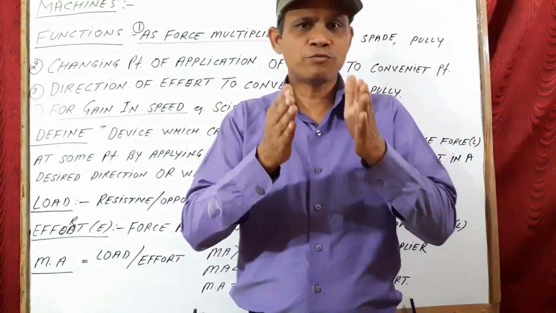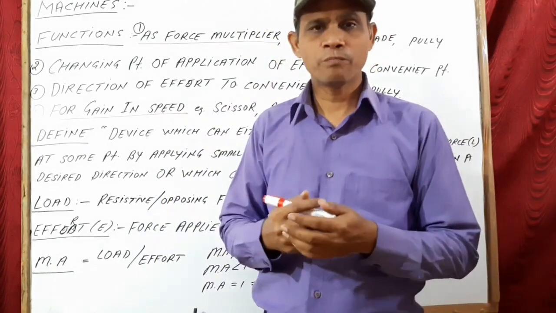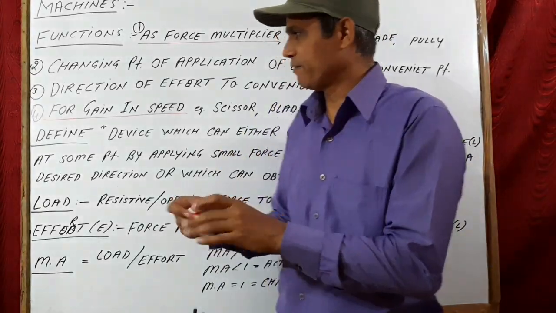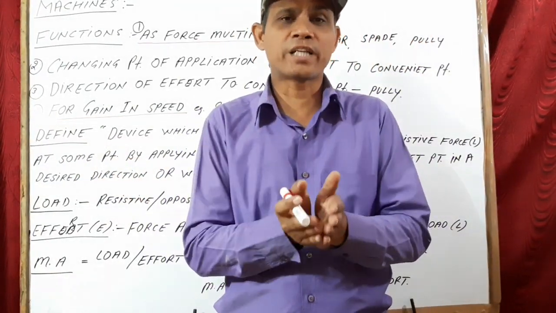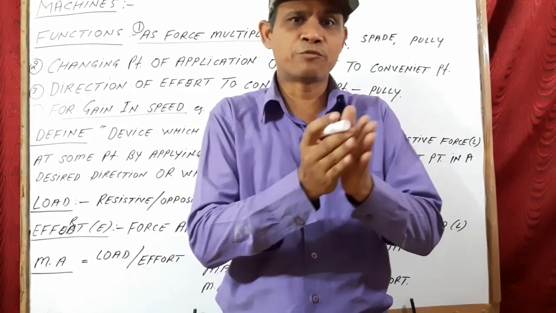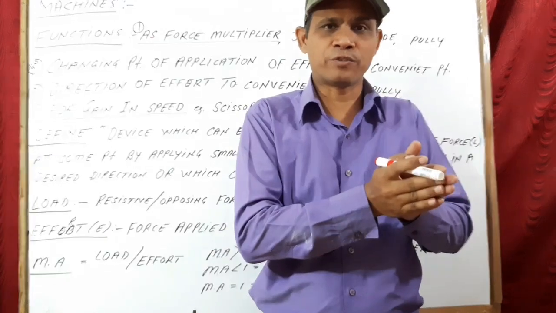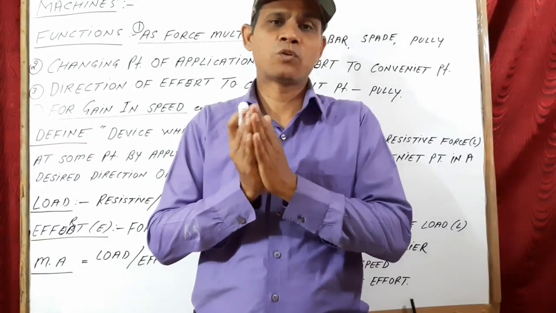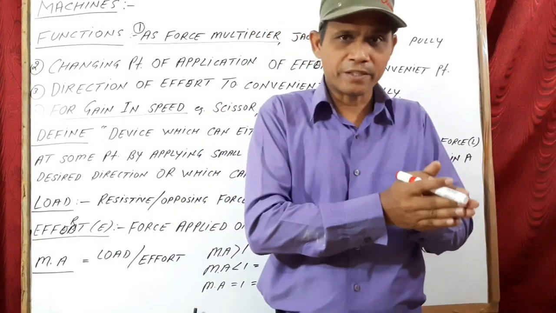So these are the 4 functions which are performed by a machine. By using these 4 functions, we can define a machine. So what is the definition of machine? Machine is a device which can either overcome a large resistive force, that is load, by applying lesser force, that is effort, at a convenient point in a convenient direction, or which can get a gain in speed. So this is the definition.